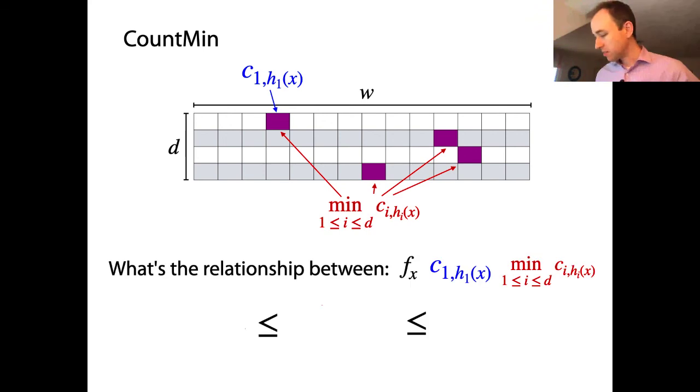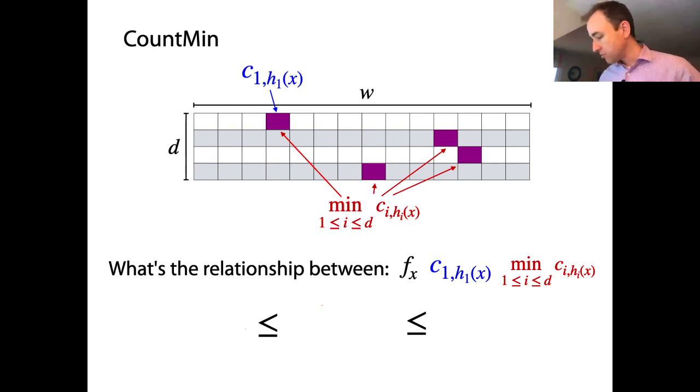And so now a quick question for you is, what's the relationship between these 3 quantities? The 3 quantities being, here's what we get from the first row, here's what we get when we take the minimum over all the rows, and then here's the truth. This is the true frequency of x. Okay. So what is the relationship between these 3? They're going to have this kind of less than or equal to relationship.